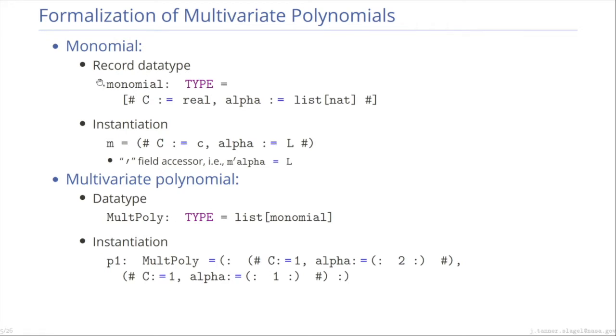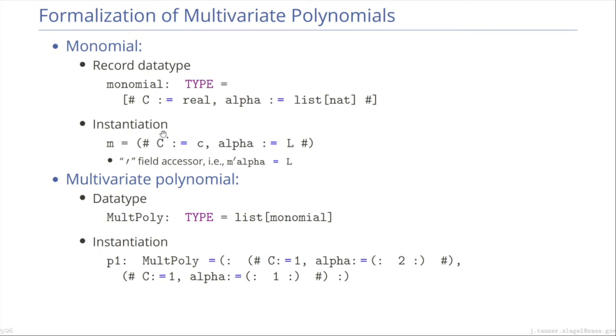The monomial is a record data type, and it has two fields. One field is the scalar multiple in front of the variables, and the other field we call alpha, and it is a list of natural numbers corresponding to the degrees of each variable in the monomial.